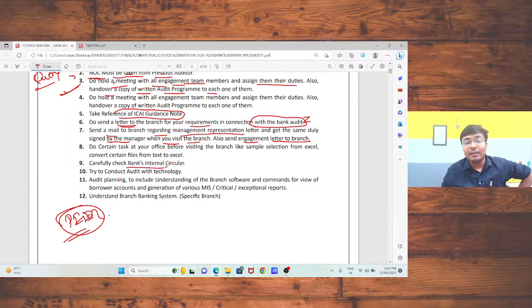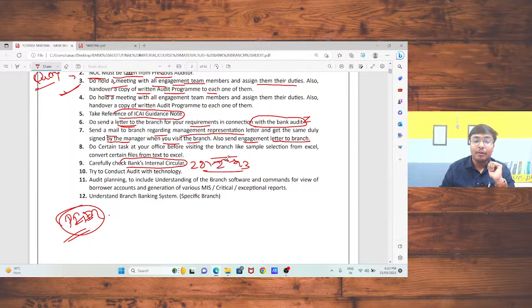Carefully check the bank internal circulars. The bank has sent you one appointment letter regarding the bank branch. In that case, your first responsibility is to demand from that bank that please provide us the internal circulars for financial year 2022-2023. In those internal circulars, you will get multiple things. So you should take the internal circulars of the bank.